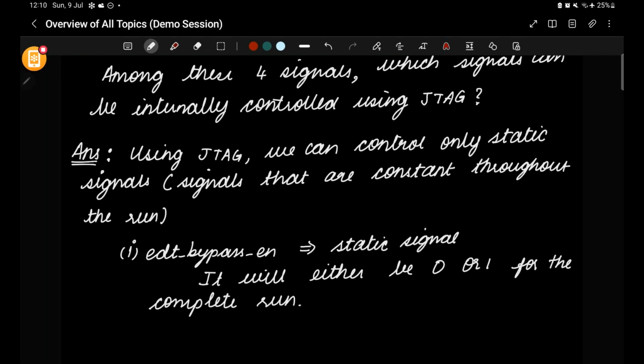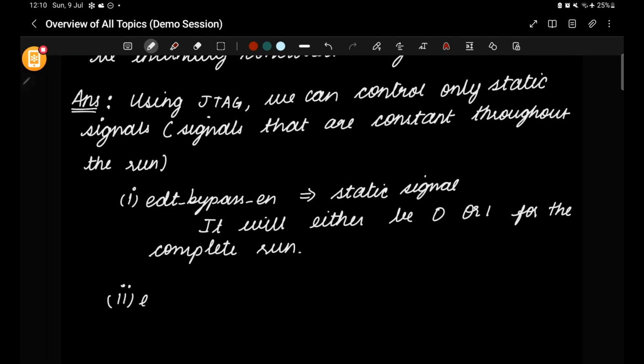If the run is for bypass, then it will be 1. If the run is with the compression, then it will be 0. So for that complete run, it will either be 0 or 1 respectively. With compression it will be 0, and if it is bypass it will be 1.